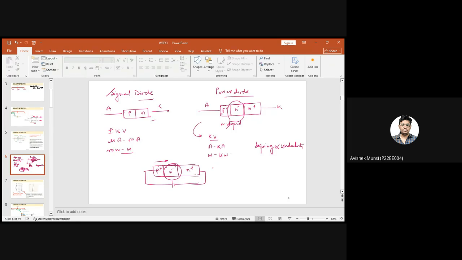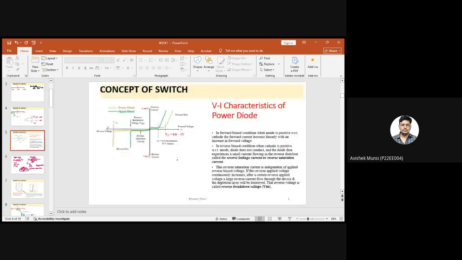But in this case, the width of the depletion increases, and since it is a lightly doped section, as the depletion region started increasing, the high voltage withstand capacity is there, because up to a certain high voltage it can withstand, and after which this depletion width becomes narrower, and a breakdown will happen and current will be able to flow. So that is the principle behind the power diode rather than the signal diode, and the rest of the things are similar. So this is the IV characteristics of a power diode.